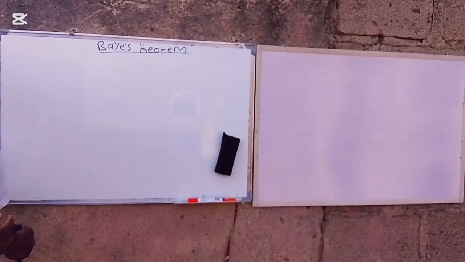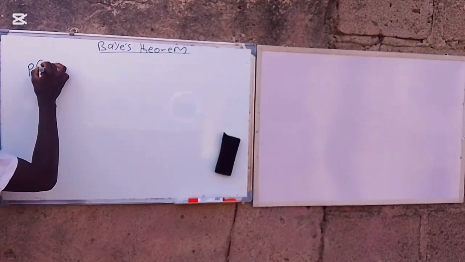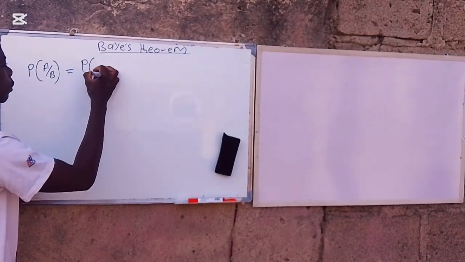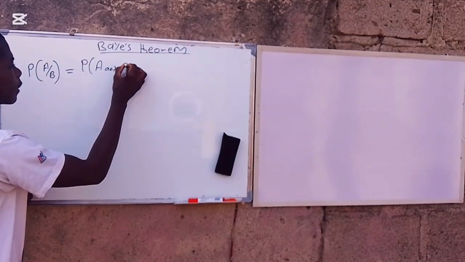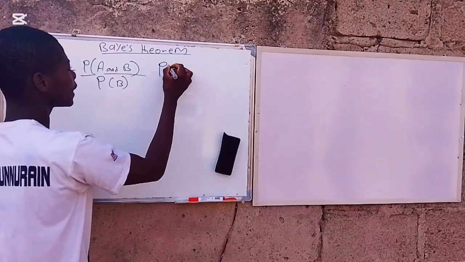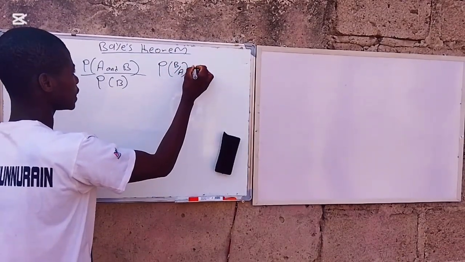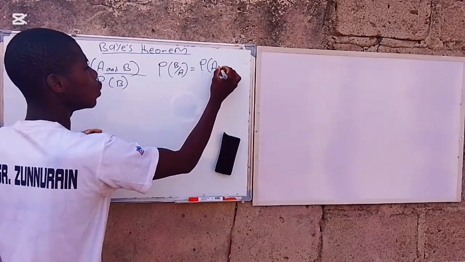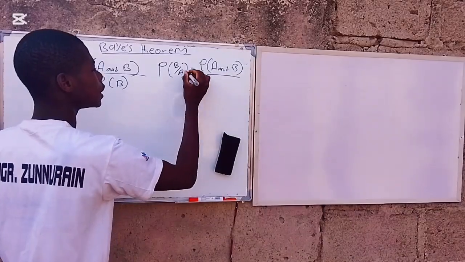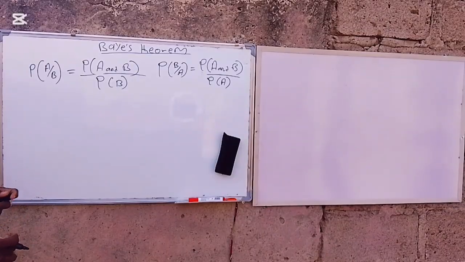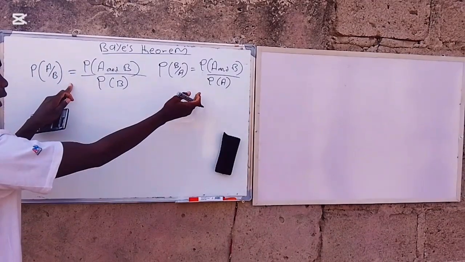Therefore, it has a formula. The conditional probability: suppose I have the probability of A given B. The probability of A given B is the same thing as the probability of A and B divided by the probability of B. And again, the probability of B given A is the same thing as the probability of A and B divided by the probability of A. So you have to take note that this is the same thing as this.